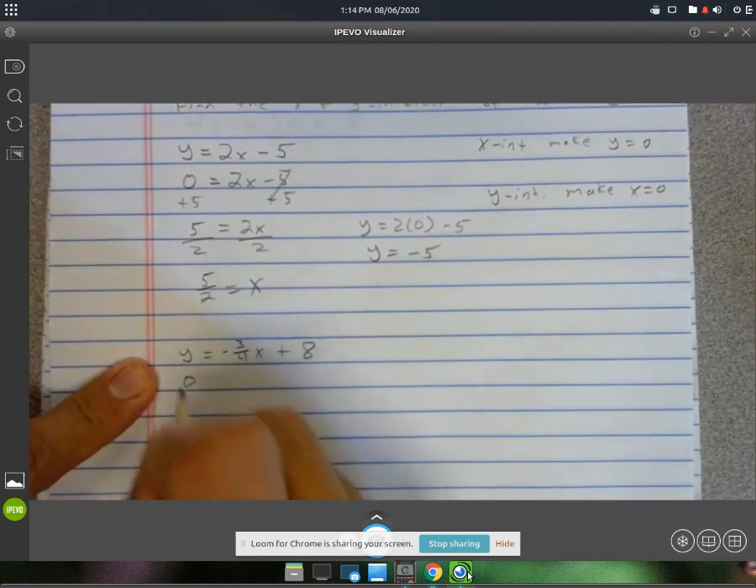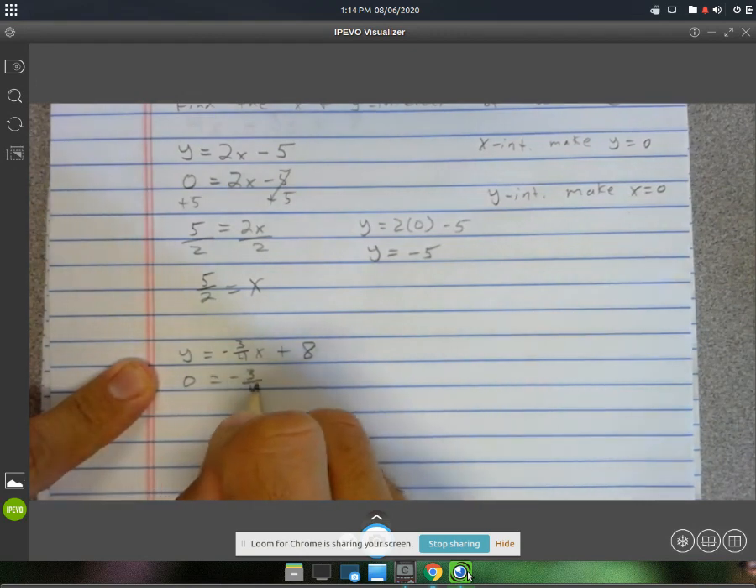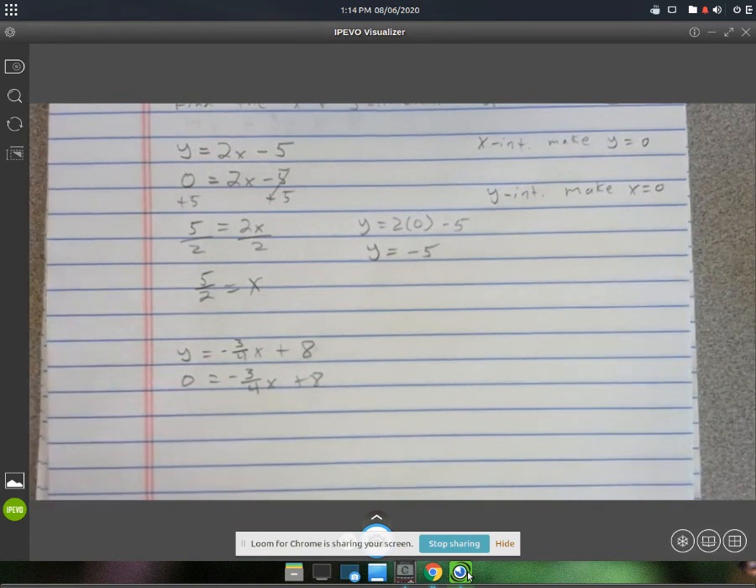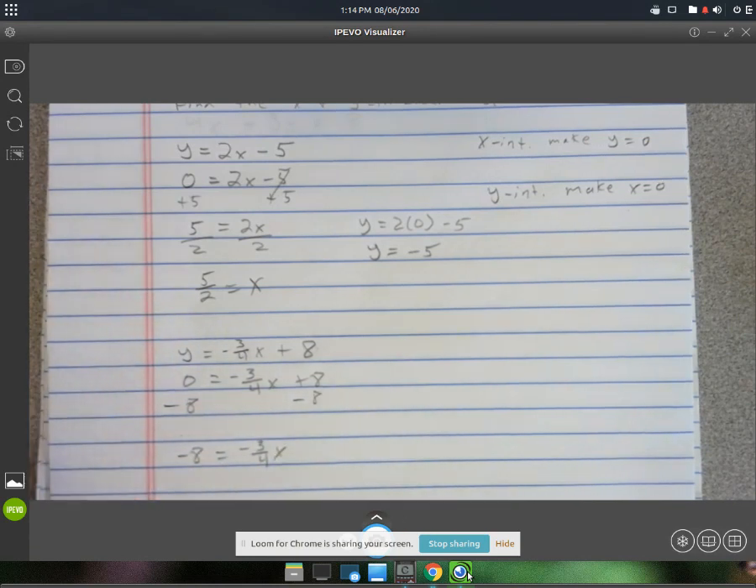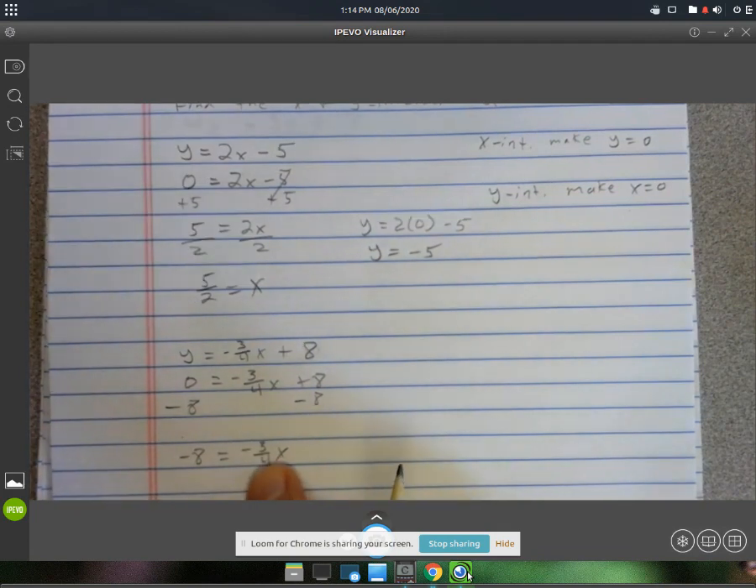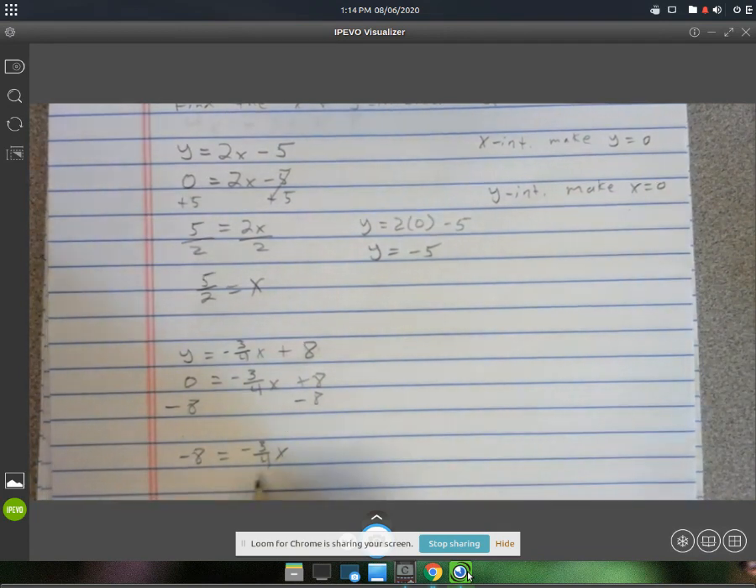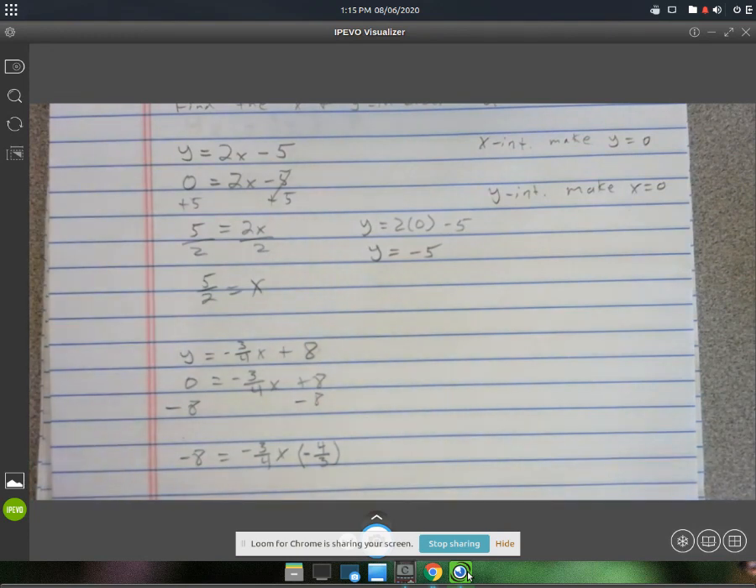For the x-intercept, you make y equal 0, so 0 equals 3/4 x plus 8. Subtract 8 from both sides, and you'll get -8 equals -3/4 x. To get rid of a fraction that's attached to it, instead of dividing by -3/4, we multiply by the reciprocal, -4/3. So we'll multiply both sides by -4/3. Those will cancel, and on the left side, we'll have our answer.